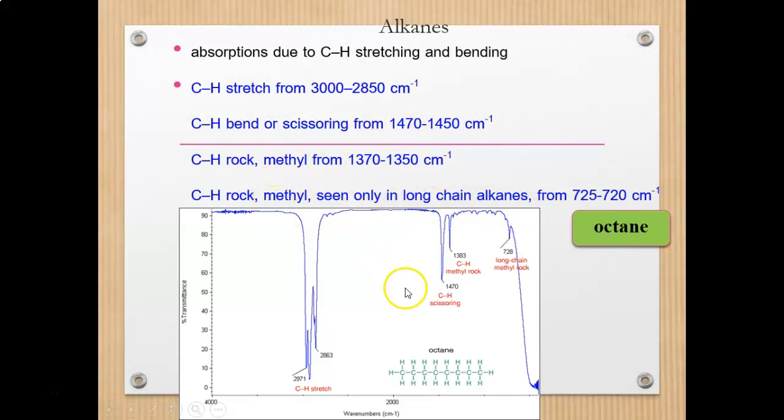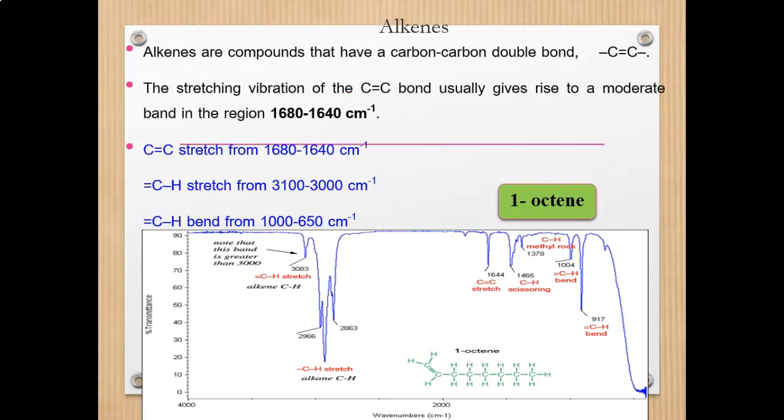Macam ni lah cara kita nak tentukan dia punya functional group dia. Okay, very simple for the alkene structure. If the structure is simple, so it is quite easy for you. Now we look at the alkene. The stretching vibration of carbon-carbon double bond usually give rise to a moderate band in the region 1680 to 1640. Okay, this structure it has carbon-carbon double bond.